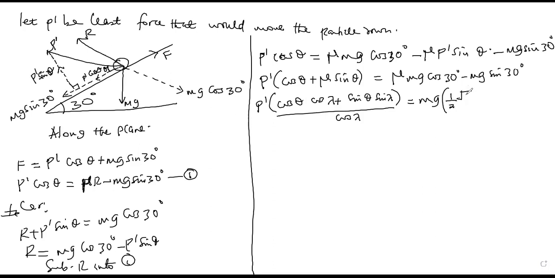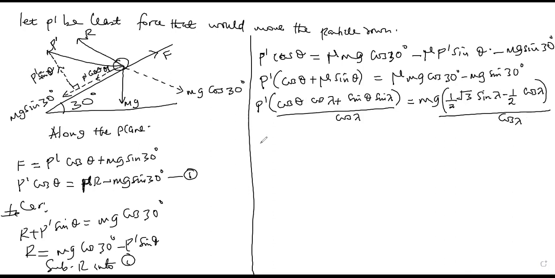Actually, it is root 3 over 2. Root 3, then sine lambda minus a half cos of lambda, everything we shall divide by cos lambda. Either side, substitute for the value of mu as sine lambda over cos lambda.